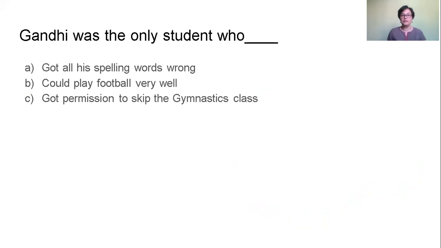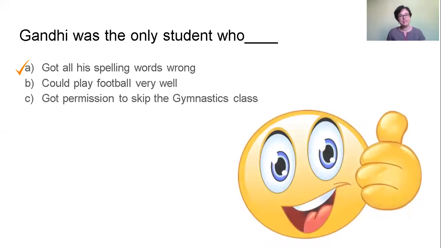Gandhi was the only student who got all his spelling words wrong, could play football very well, or got permission to skip the gymnastics class. The right answer? Got all his spelling words wrong. Did you get it right? Okay, if you did, that's for you.